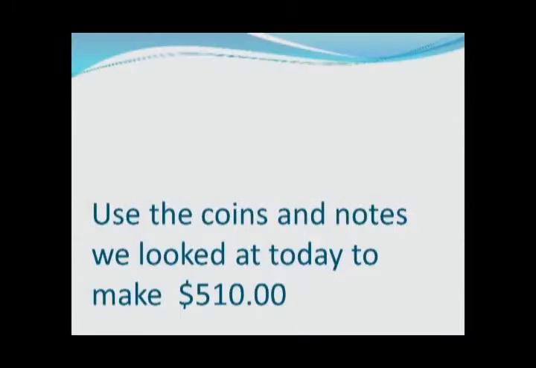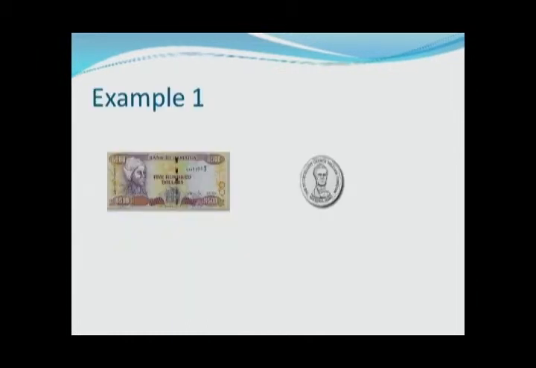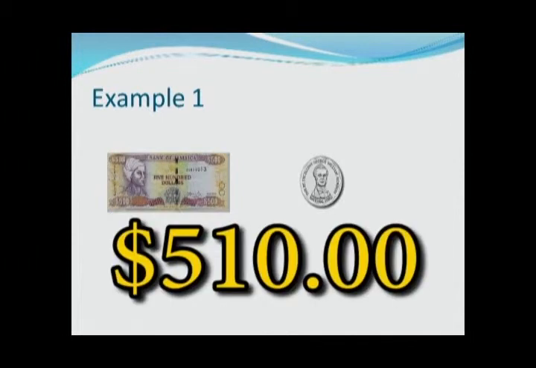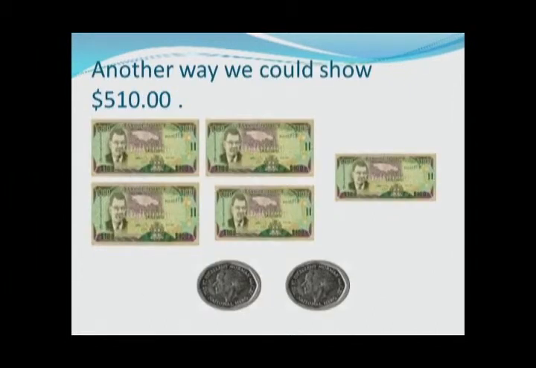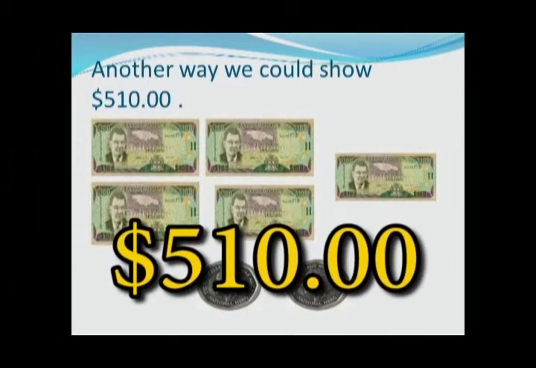With the coins we observed before and the notes we looked at today, we're going to use them to make $510. Here is an example of $510. We have one $500 note and a $10 coin. So this is $510. Another way we could show this is by using 5 $100 notes and 2 $5 coins. That also shows $510.